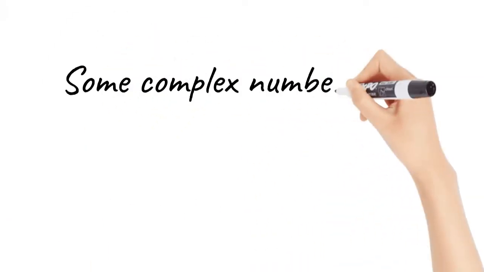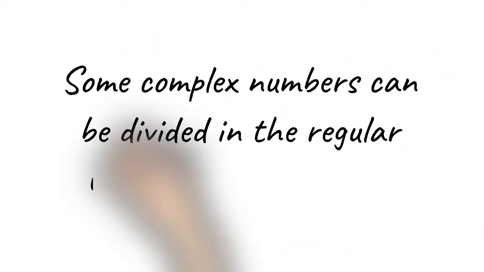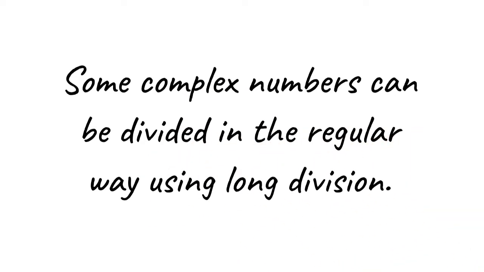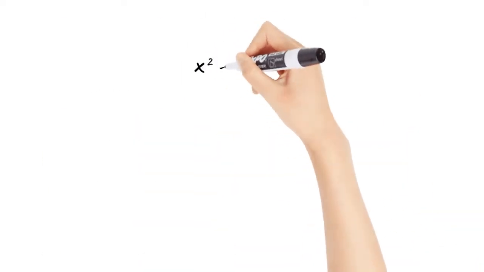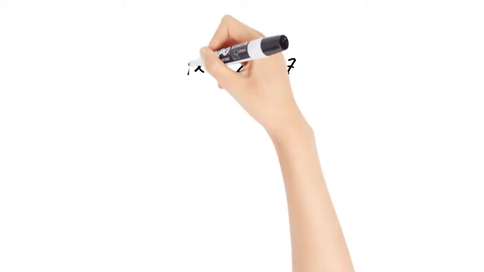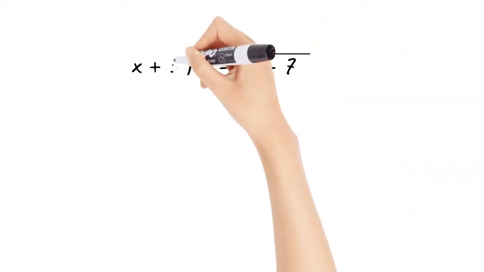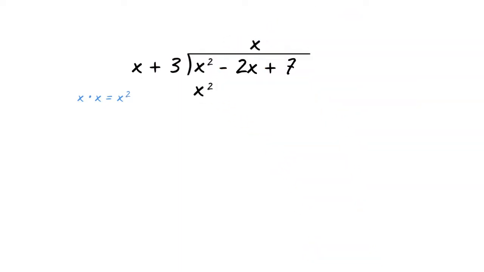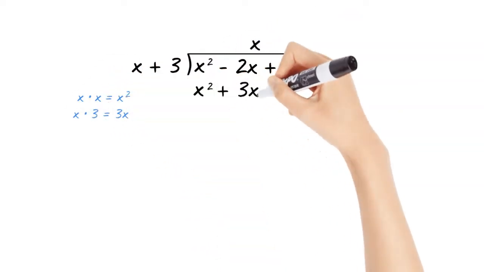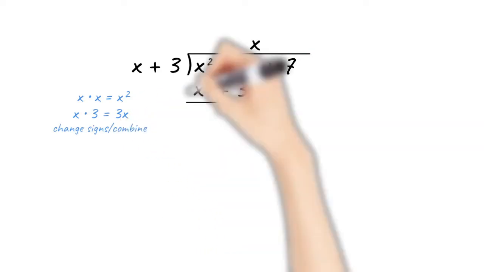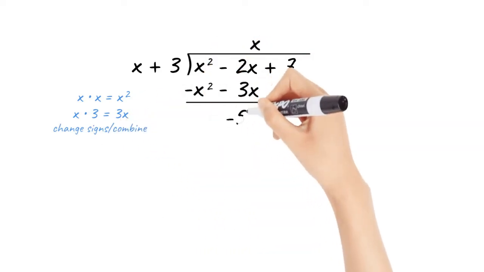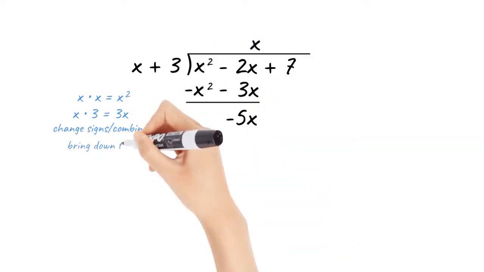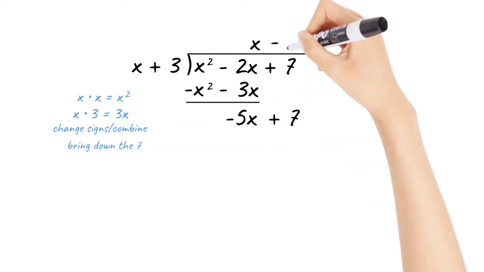Complex numbers can be divided in the regular way using long division. As you watch the example problem, x squared minus 2x plus 7 divided by x plus 3, remember the steps to polynomial long division that we learned in Lesson 16.